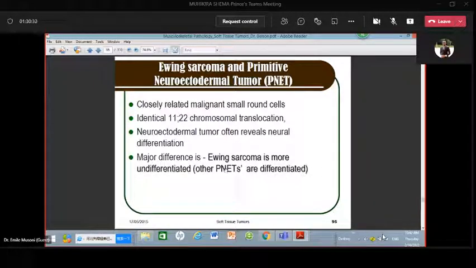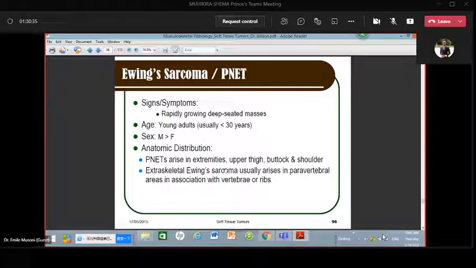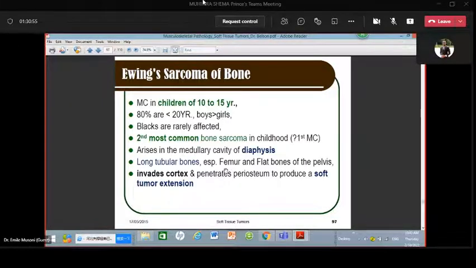Ewing's sarcoma is rapidly growing, found in young adults, most of the time under 30 years. They are located in the extremities, upper thigh, buttocks, and shoulder. Extraskeletal Ewing's sarcoma usually arises in paravertebral areas in association with the vertebrae or ribs. Most common in children of 10 to 15 years. They say Black people are rarely affected, but we have seen some cases here in Rwanda. It is the most common bone sarcoma in children.